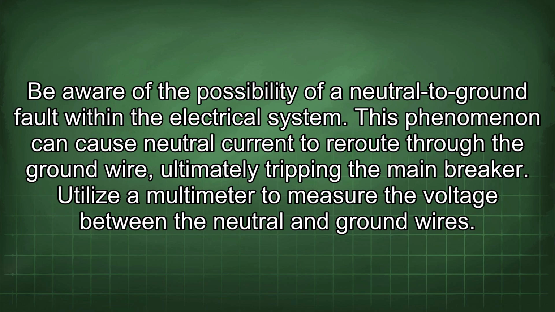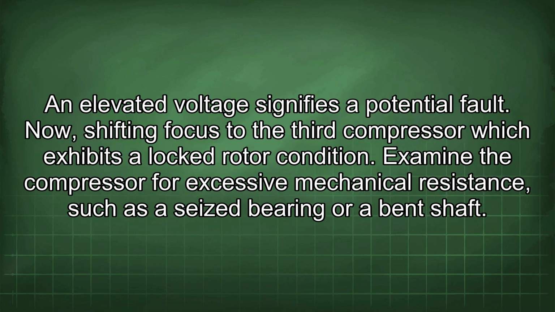Be aware of the possibility of a neutral to ground fault within the electrical system. This phenomenon can cause neutral current to reroute through the ground wire, ultimately tripping the main breaker. Utilize the multimeter to measure the voltage between the neutral and ground wires. An elevated voltage signifies a potential fault.